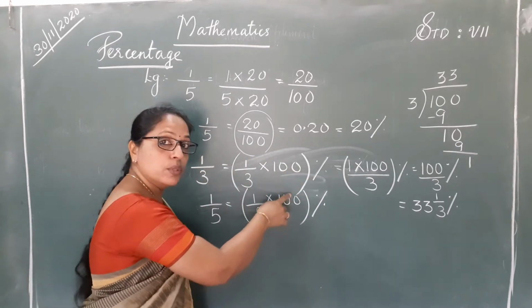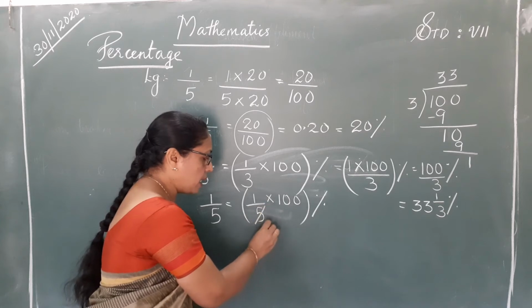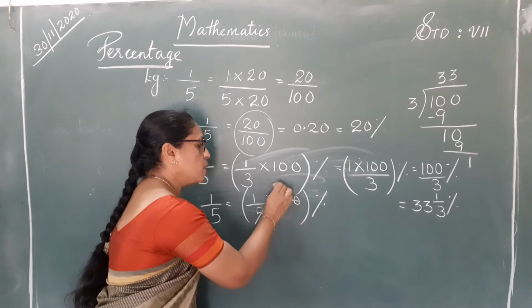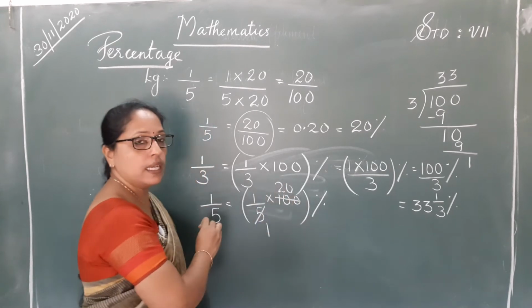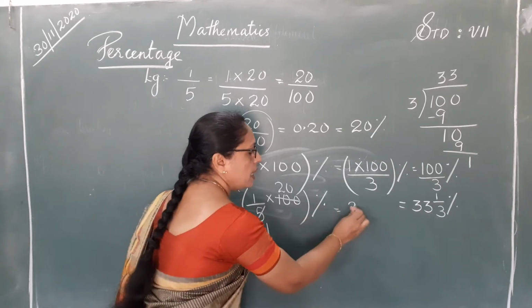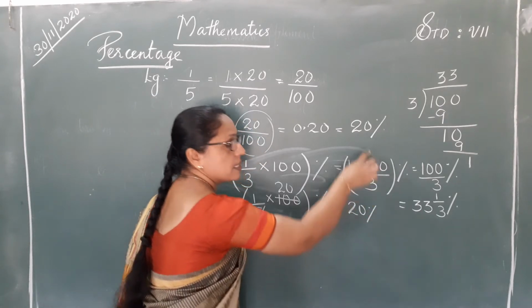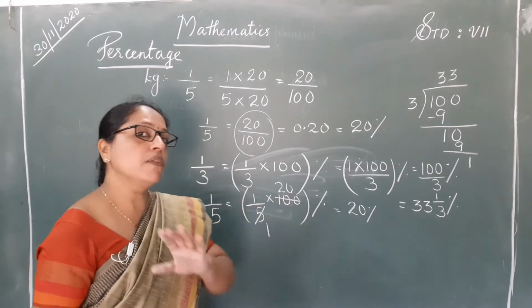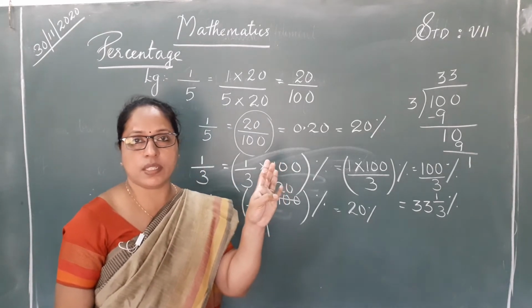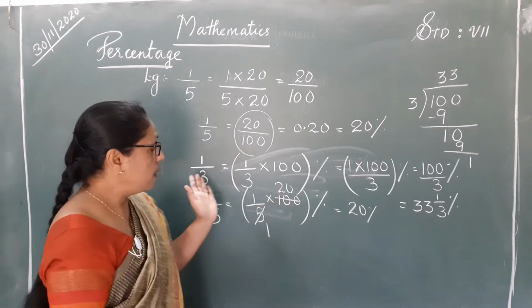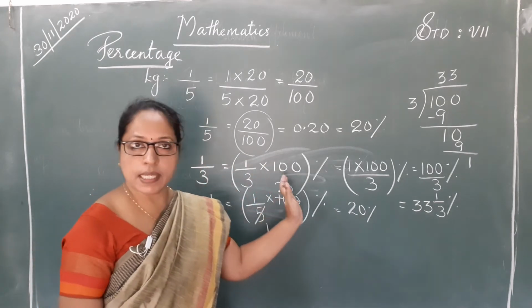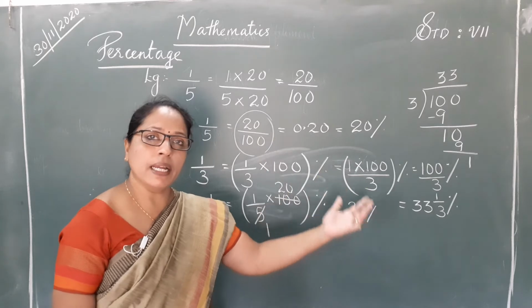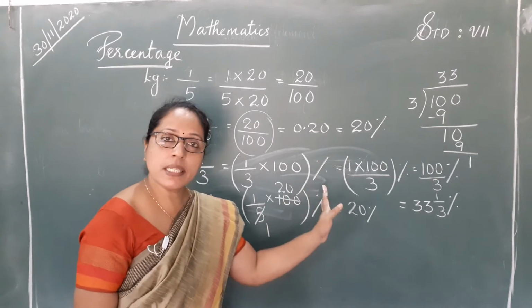So here we can do the simplification. 5 one time, 5 two times, 20. So 1 into 20, 20 percentage. See the same answer. So this rule is applicable for all the fractions. What is the rule? To convert a fraction to percentage, multiply by 100 and put the percentage sign.